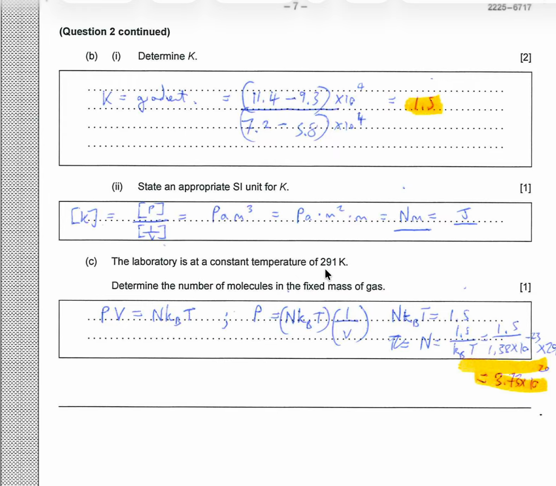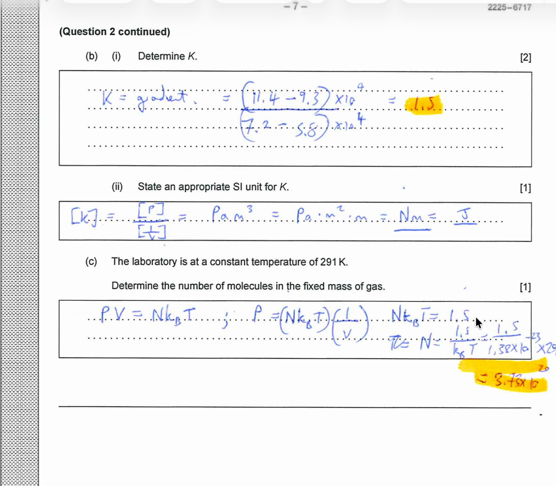We're being told the temperature now, okay, and we're being asked to determine the number of molecules in the fixed gas. Now we know PV equal to NkT, okay. If we just separate this out, P is equal to NkT times 1 over V, which means that this capital K that we termed out in the first place, is equal to this NkT. It's a bit annoying here, we've got two Ks, a big one and a small one, okay.